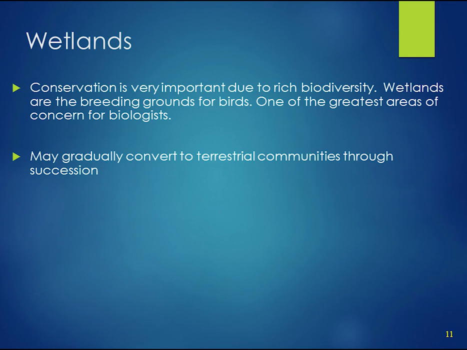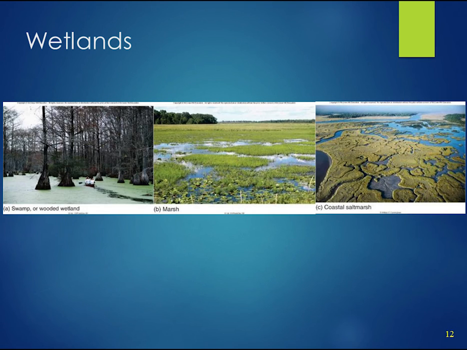Wetlands conservation is very important due to rich biodiversity. Wetlands are the breeding grounds for birds, one of the greatest areas of concern for biologists. They may gradually convert to terrestrial communities through succession. An illustration of wetlands: swamp or wooded wetland, marsh, coastal salt marsh.